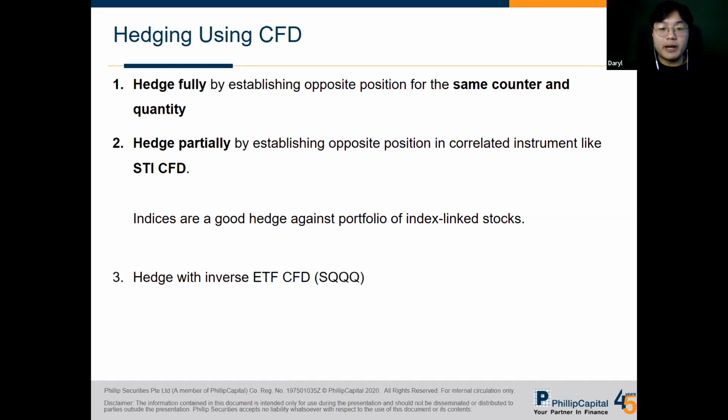You can also hedge your portfolio by buying an inverse ETF, such that when prices are falling, the inverse ETF will go up. An example of an inverse ETF is SQQQ, which tracks the Nasdaq 100, heavily weighted towards technology and telecommunication stocks. When the Nasdaq goes down, the SQQQ will go up.